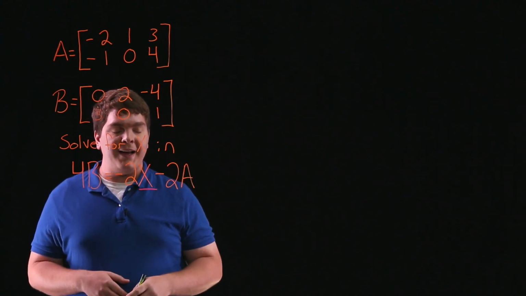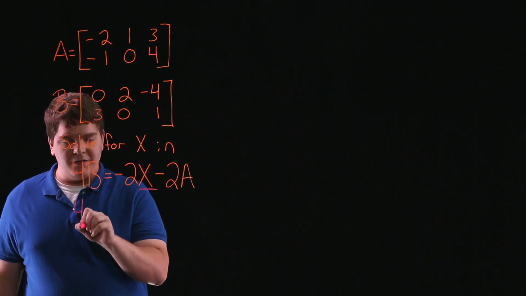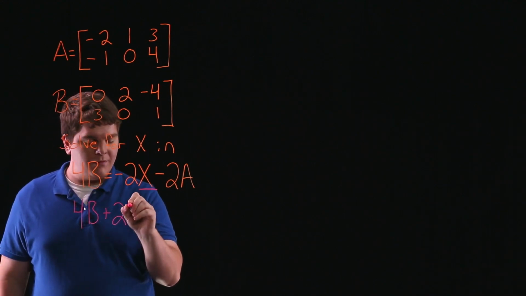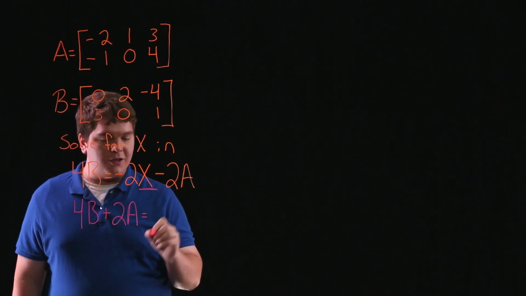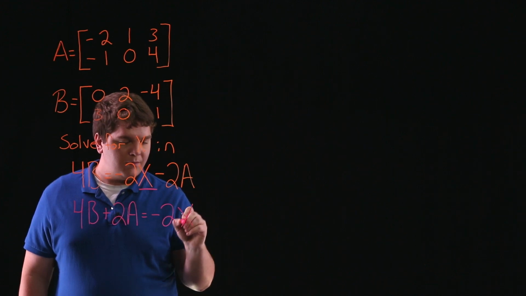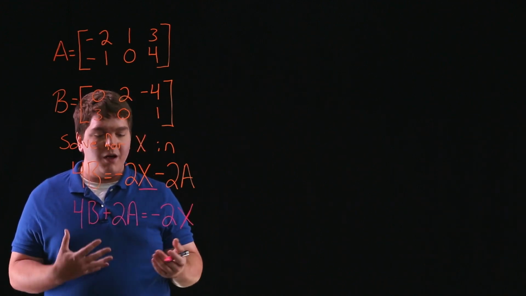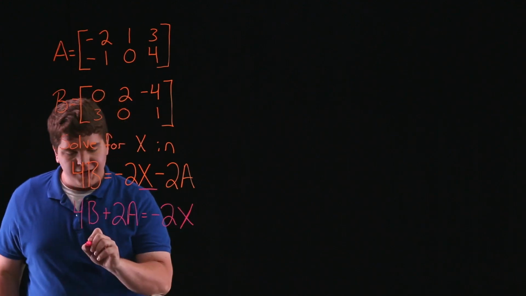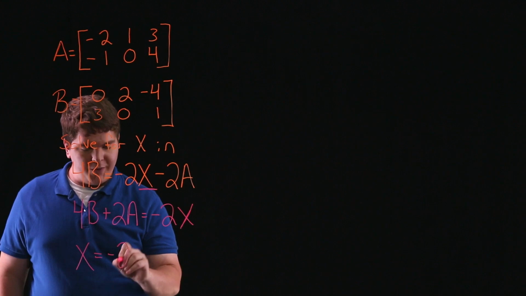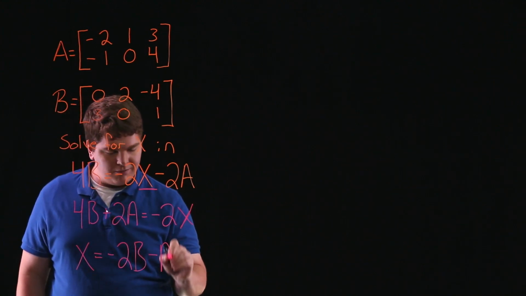Let's start by adding 2A to both sides of the equation so that we have the equation 4B plus 2A is equal to negative 2X. Here, we can divide both sides of the equation by negative 2 to obtain X is equal to negative 2B minus A.